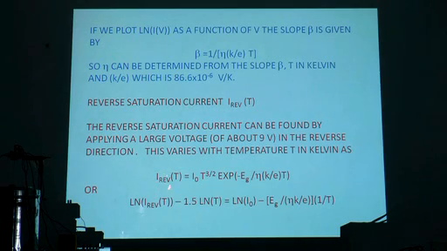So, if we measure I_reverse as a function of T and take the natural logarithm of I_reverse minus 1.5 log of the absolute temperature, that will be equal to log I0, which is a constant, minus Eg by eta k by e into 1 by T.